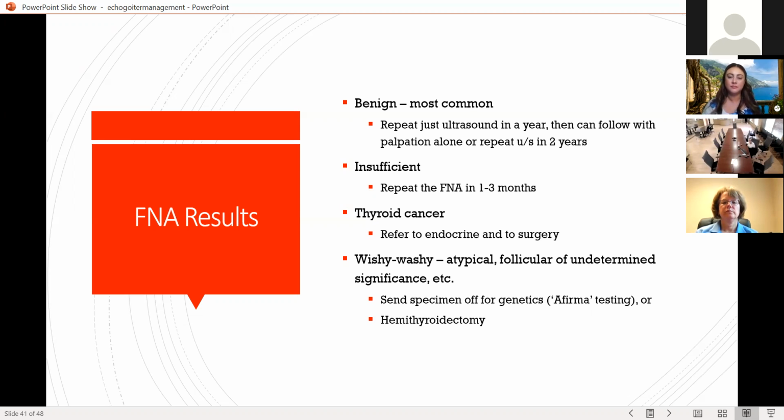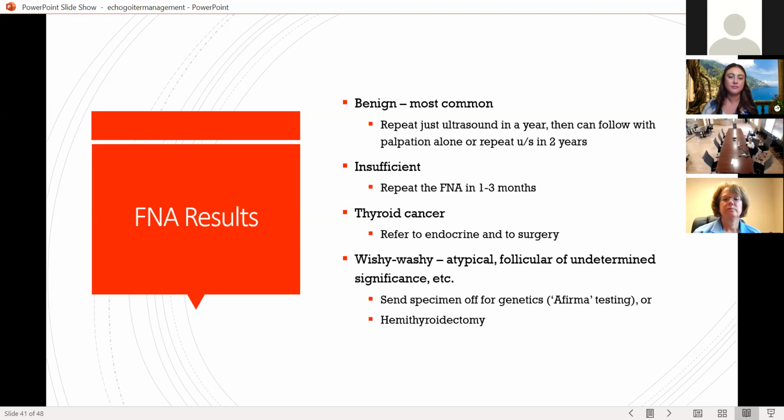We don't have to wait, but just on the presumption that nothing in there looks scary, we'll kind of stretch out our observance. So you could also get back results that say insufficient, and that means they just didn't have enough cells on the slide to make a diagnosis of benign or otherwise. So we repeat the biopsy in about 1 to 3 months.